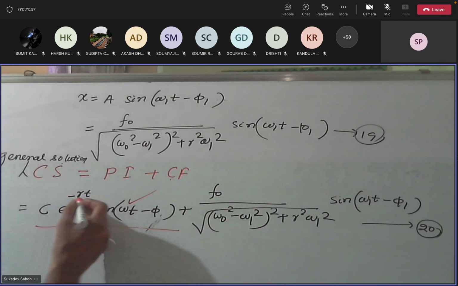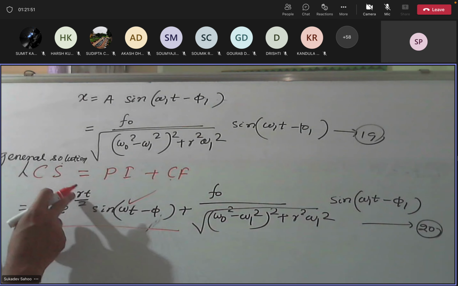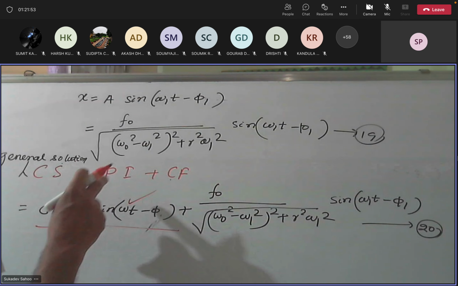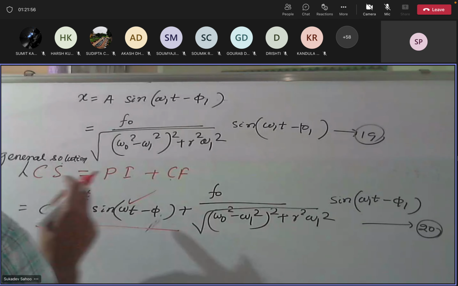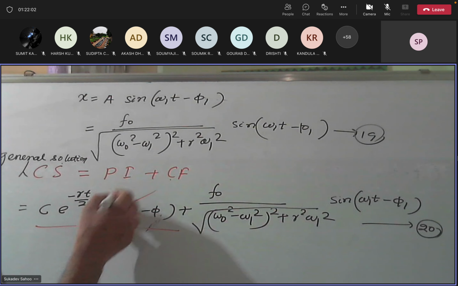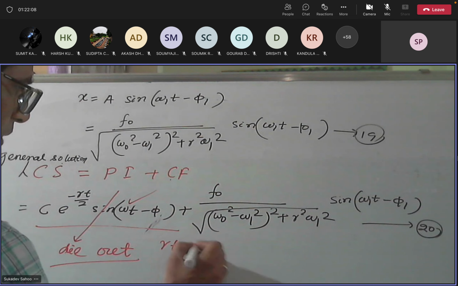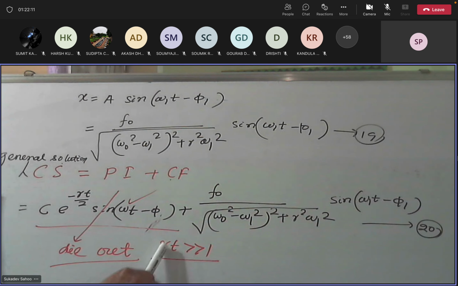Now we see, as time passes on, what will happen? The value of gamma t will increase, so the value of e to the power minus gamma t by 2 will decrease. So we can say that the free damped oscillation dies out as time passes on, because gamma t will be very, very greater than 1. When gamma t is very, very greater than 1, then e to the power minus gamma t by 2, that is the exponential function, decreases.